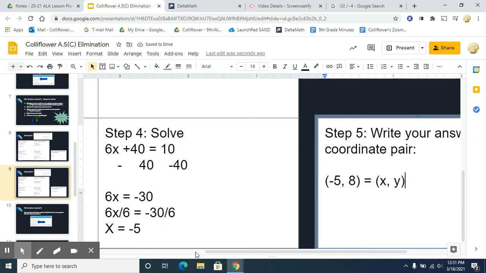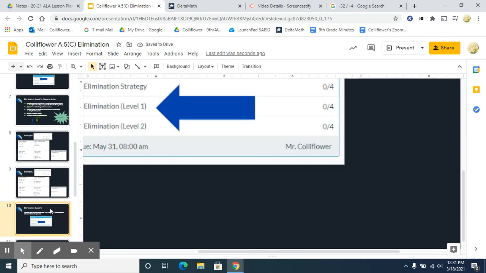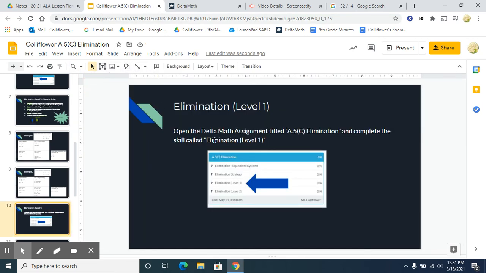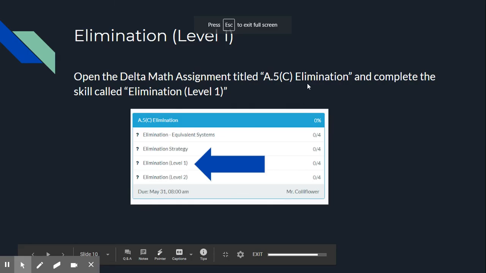If you have any questions about these two examples, please ask. Right now, you're going to try it on your own in the Delta Math activity A5C elimination. There is elimination level 1. There are also help videos inside Delta Math if you have questions.